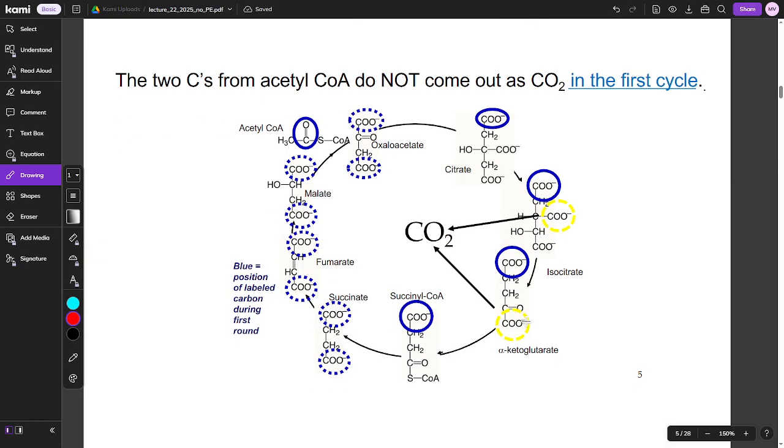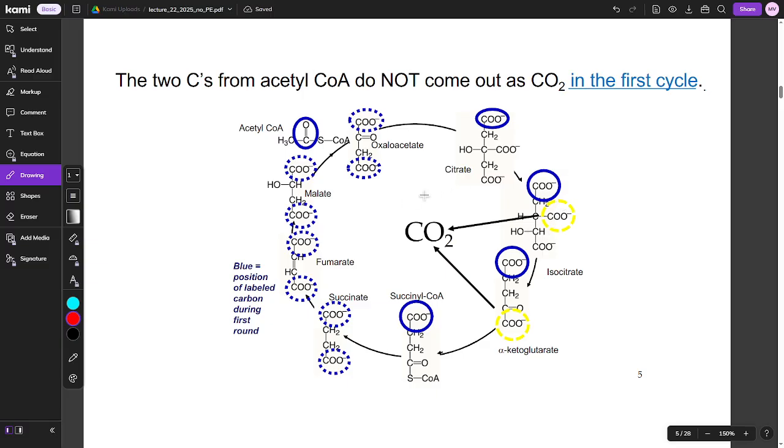So if we now move on to citric acid cycle, we've got all of these. I don't know why I said move on to it. I was looking at something else. Sorry. Okay, so now we're back here.